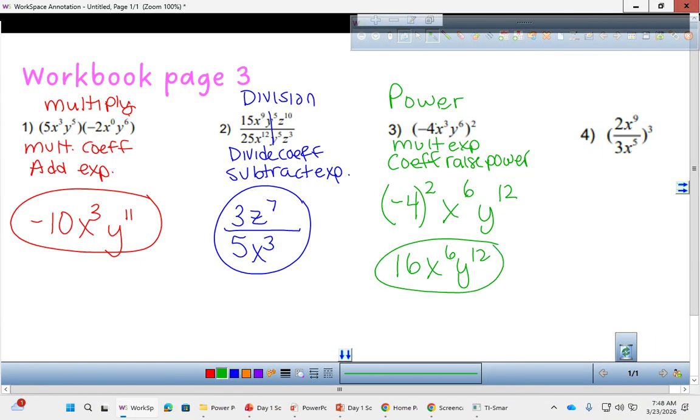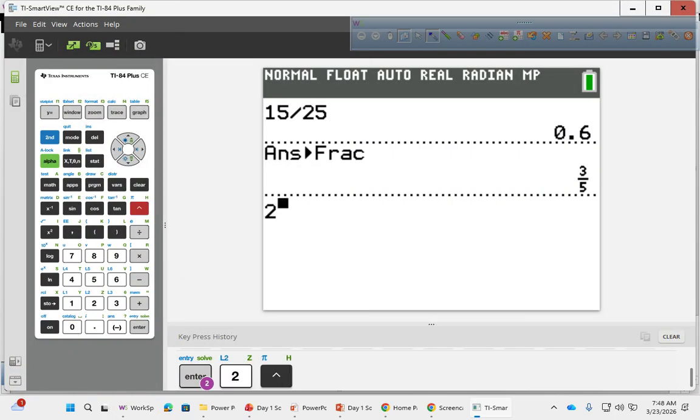The last one is a combination of the blue and the green, okay? So I'm going to do the division first. You don't have to do the division first, but PEMDAS says that you should handle parentheses first, so I'm just going to go in that order, all right? And this is inside the parentheses. So I am dividing coefficients. 2 divided by 3.